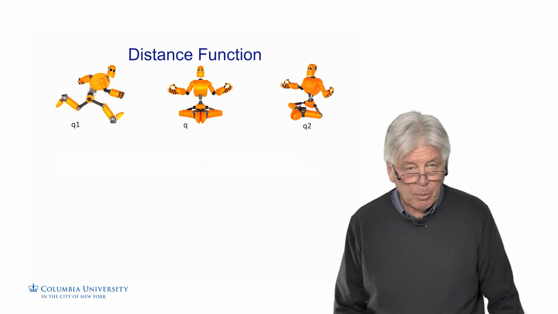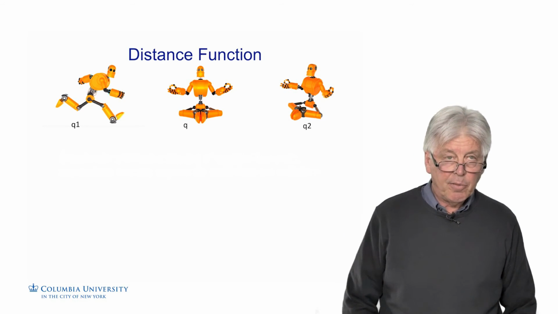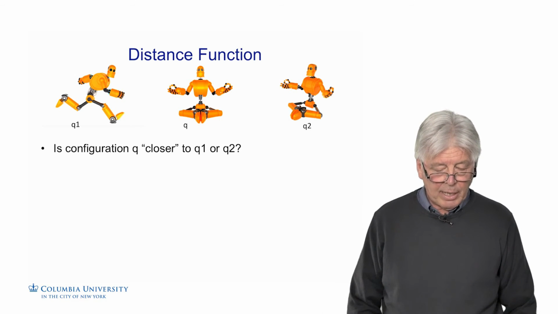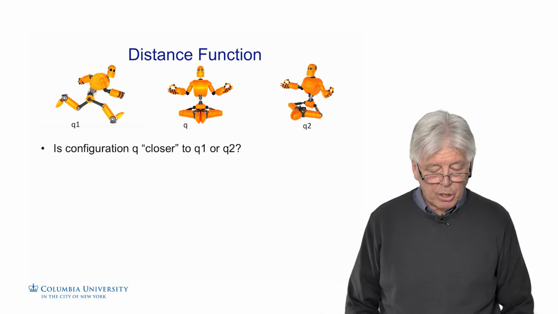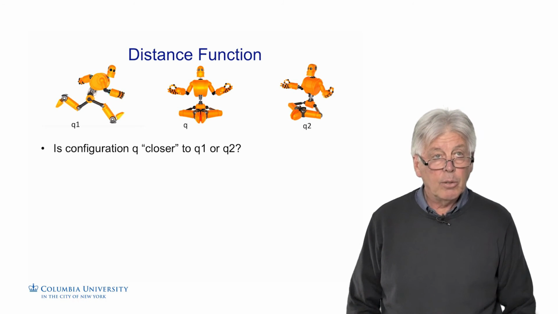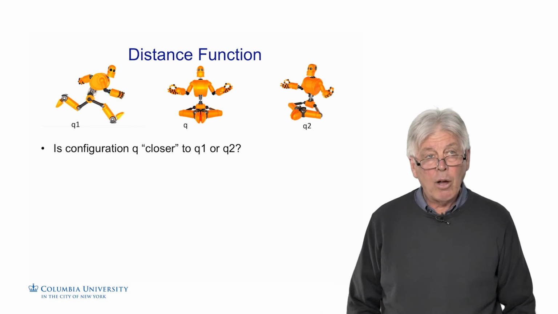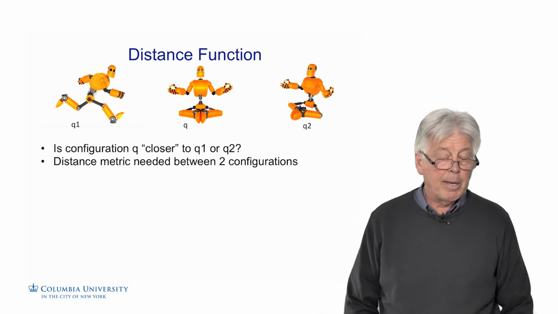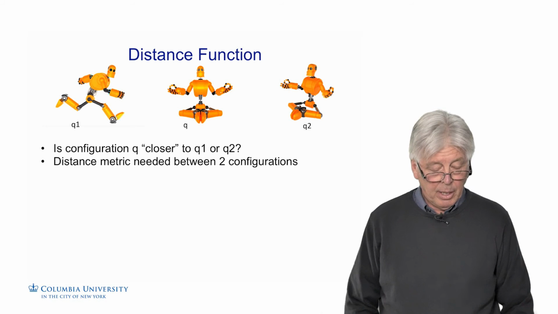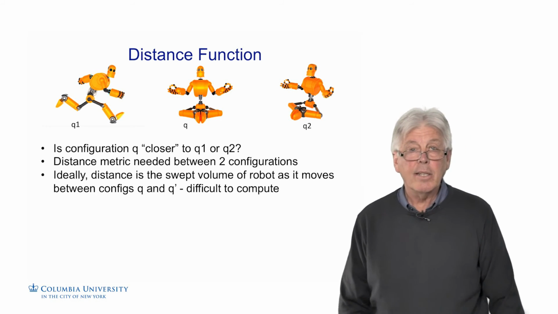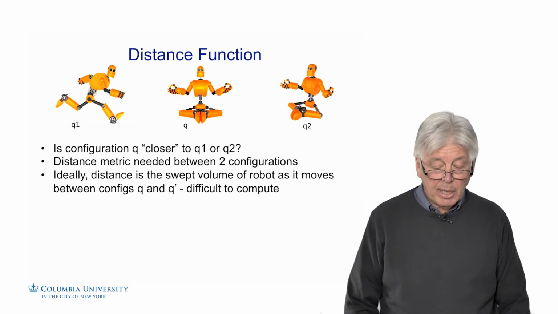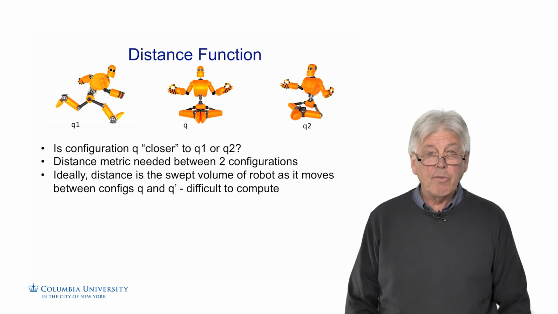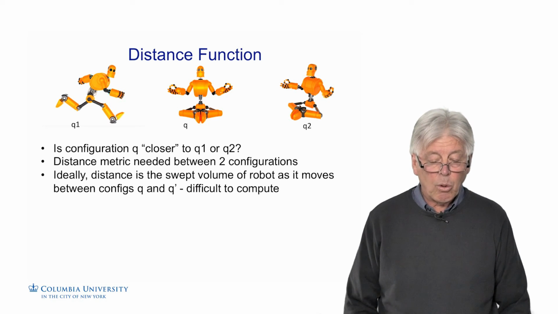We not only have to have the ability to find the nearest neighbor, but we have to have a distance between two configurations. So take a look at these robots and ask, is configuration Q in the middle closer, in quotes, to Q1 or Q2? How can we measure that? We need a distance metric between two configurations. Ideally, the distance between two configurations in 3D is the swept volume of the robot as it moves between configurations Q and Q prime. And that's very difficult to compute, especially as you can see with all these degrees of freedom.